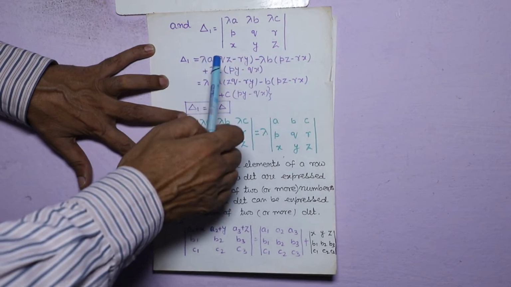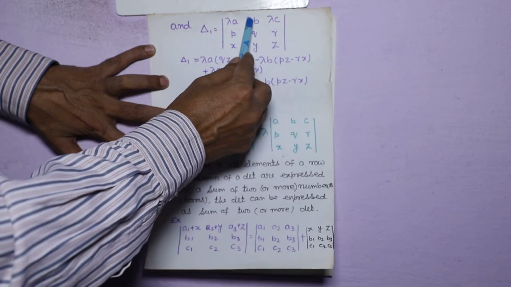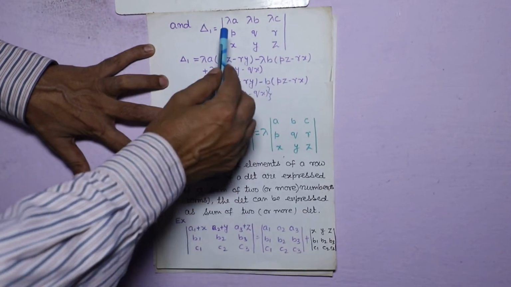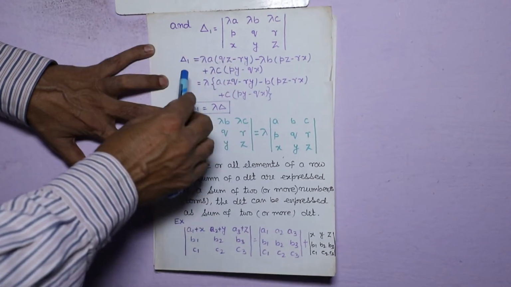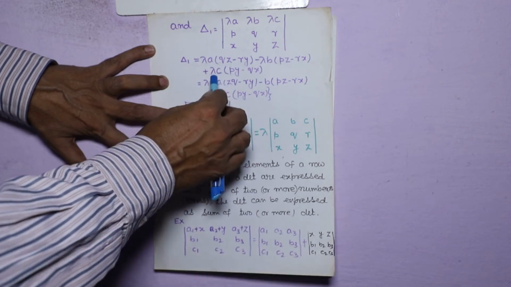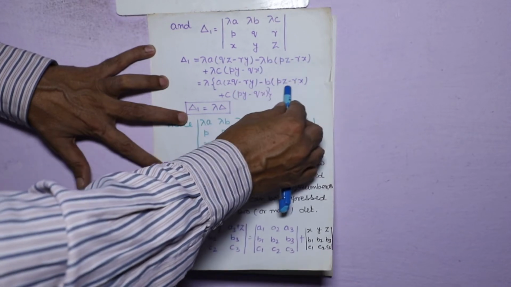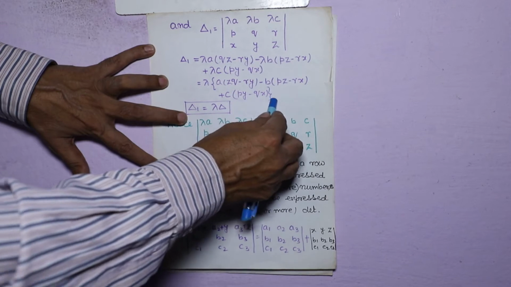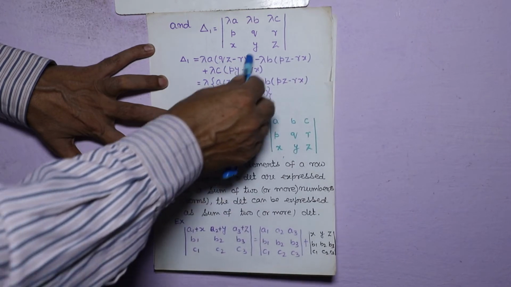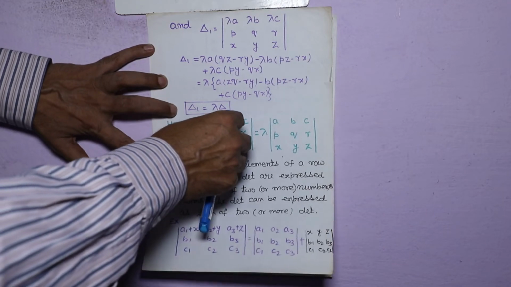Now expanding it along the first row: lambda A into QZ minus RY, minus lambda B into PZ minus RX, plus lambda C into PY minus QX. Taking lambda common from each part, we have A into QZ minus RY, minus B into PZ minus RX, plus C into PY minus QX, and this is the value of the original determinant. So you can say the value of this determinant is lambda times the value of the original determinant.